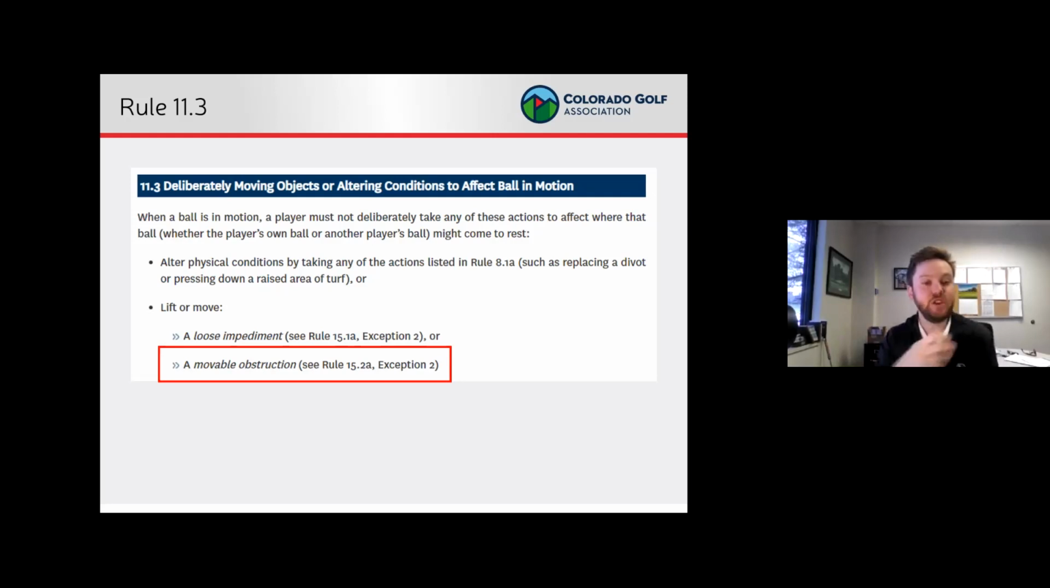In either case, you can move a movable obstruction anytime except those 2 exceptions. So if your ball is rolling toward a bunker rake that was lying on the ground and you move it to deliberately affect the ball in motion, that's covered by 11.3. And you can't lean on 15.2 and say, oh, so I can move an obstruction anytime. Yes, except these 2 specific times. And Rule 11 will take precedence. 11.3 takes precedence in that situation when you try to move a movable obstruction to affect a ball in motion. You cannot do that.